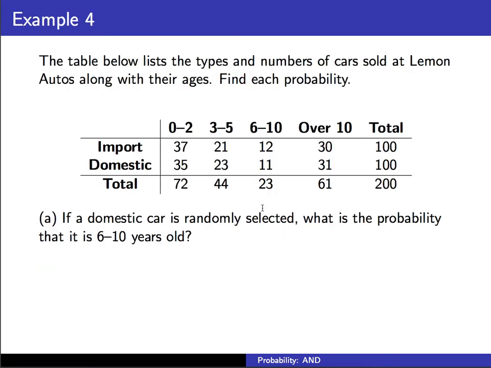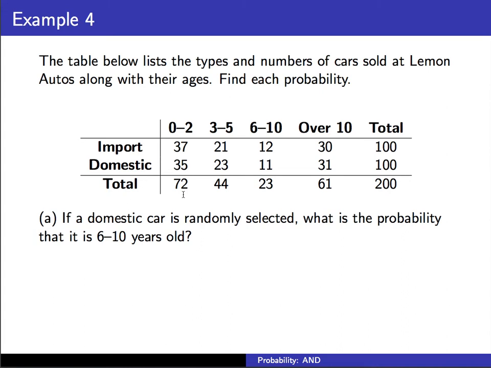All right, example 4: the table below lists the types and number of cars sold at Lemon Autos along with their ages. Find each probability. A couple things to note on this table. We have them sorted in rows based on imports and domestic cars, and we have their ages as well: between 0 to 2 years, so fairly new cars, 3 to 5, 6 to 10, over 10. One other thing I want to point out is that we have the row totals for the total number of imported cars and domestic cars, and we also have the column totals based on their ages.